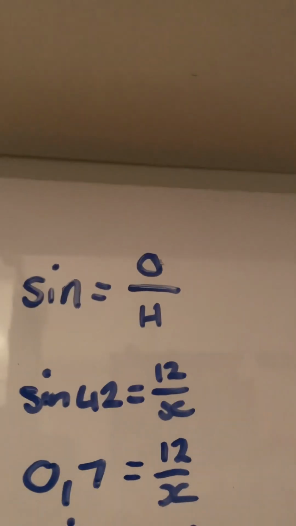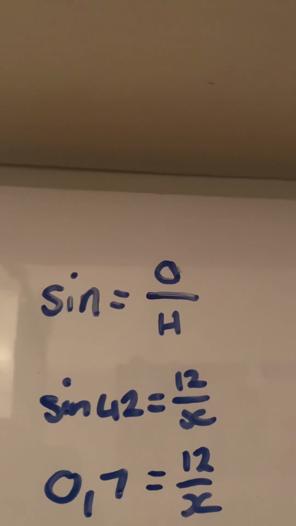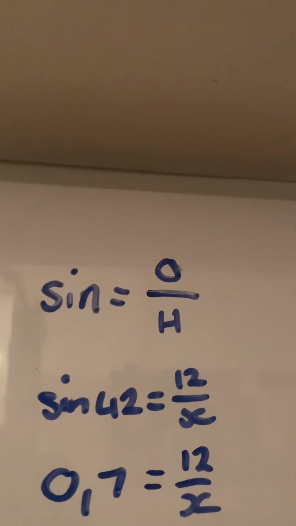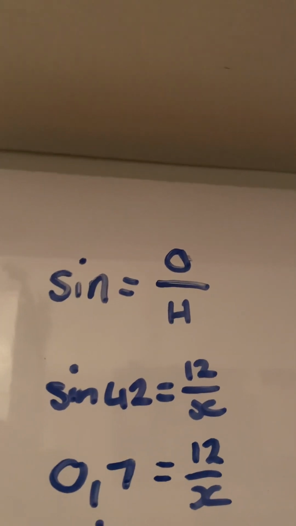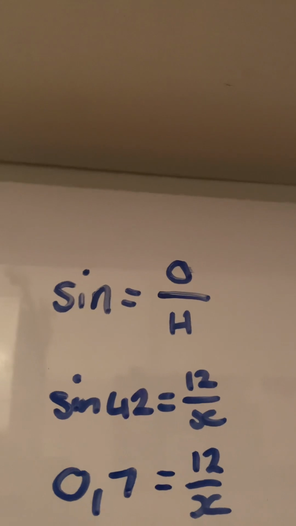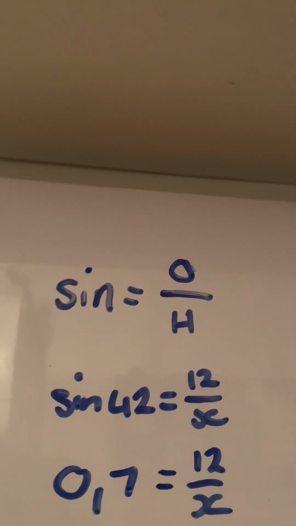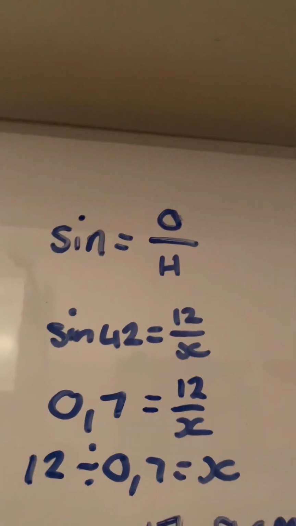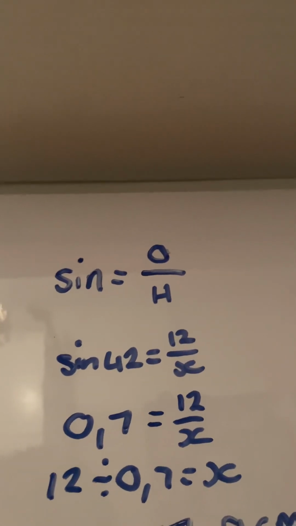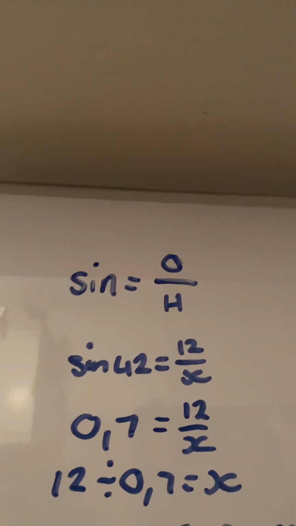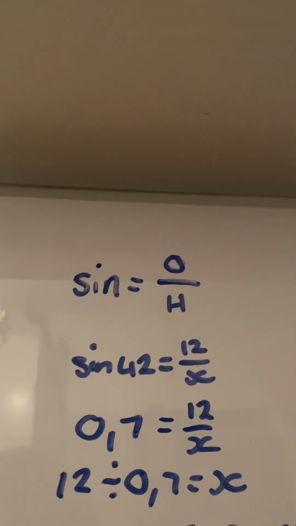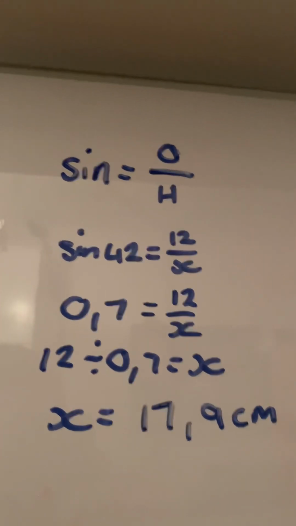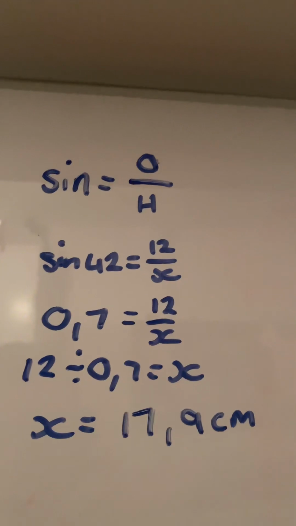Now the third step, you can see I calculated sine 42 in my calculator, rounded it off to one decimal place. Now when calculating the rest of this question in your calculator, do not use the rounded off number. It will change your answer completely. So anyways, the next step will be to write down 0,7 is equal to 12 over x. Now, in the next step, we want to split the variables and the numbers, which will give us 12 divided by 0,7 is equal to x, which will give us a final answer of x is equal to 17,9 centimeters.